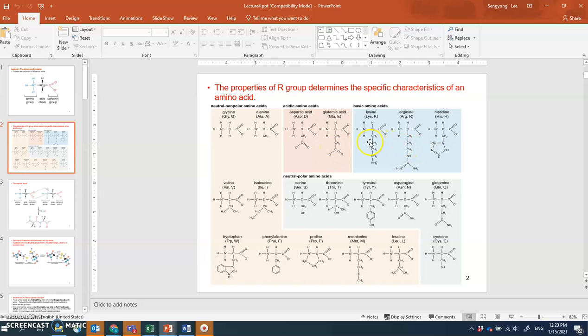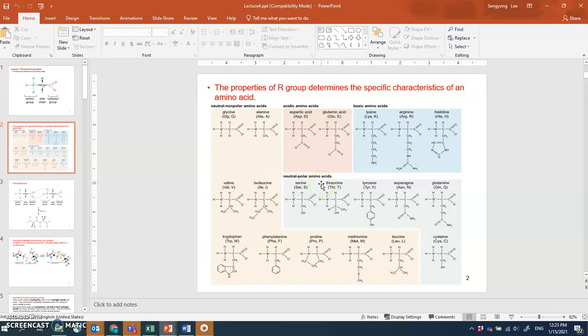And then these are the basic amino acids. So lysine, arginine, and histidine are the 3 basic amino acids. If you look at their structure, they have positive charges there, NH3 plus, NH3 plus. This one has the positive charge as well. So these are positively charged basic amino acids. They tend to receive hydrogen ions under the physiological pH. That's what they do. And then there are neutral polar amino acids.